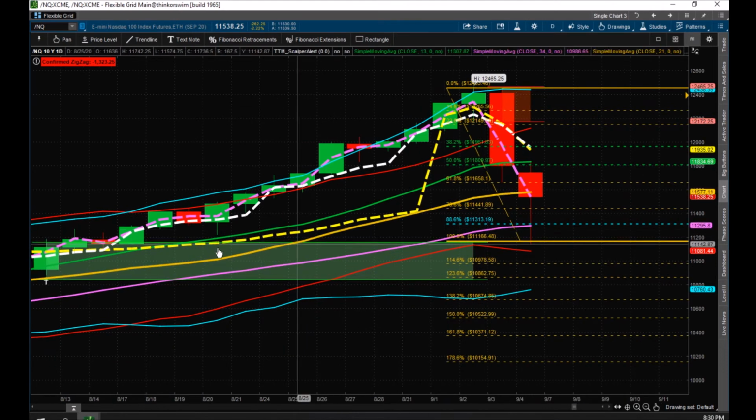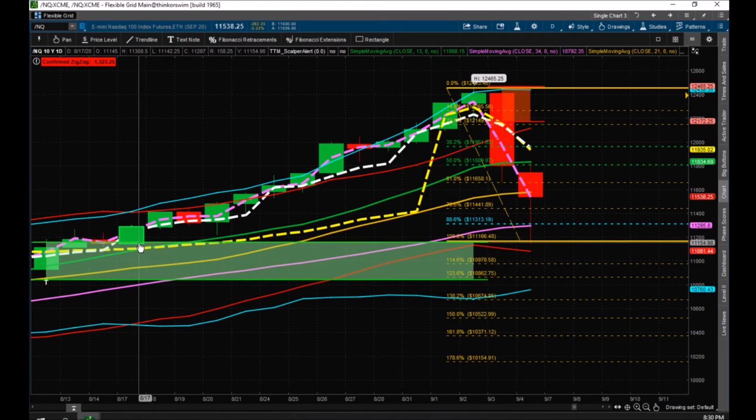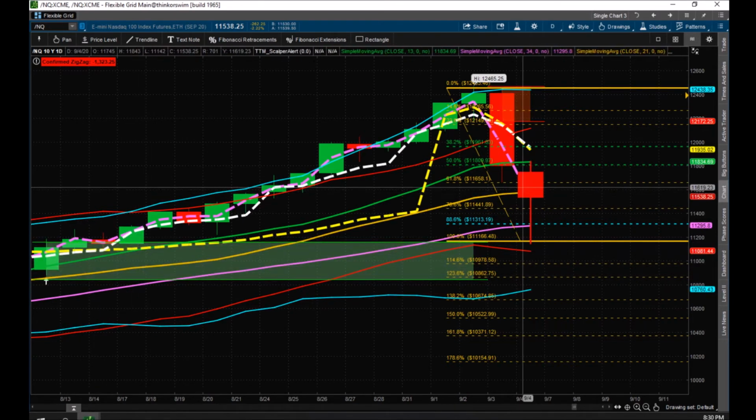Also, let's see this cloud here. You see the cloud here? The cloud there was basically support. This area here is support.